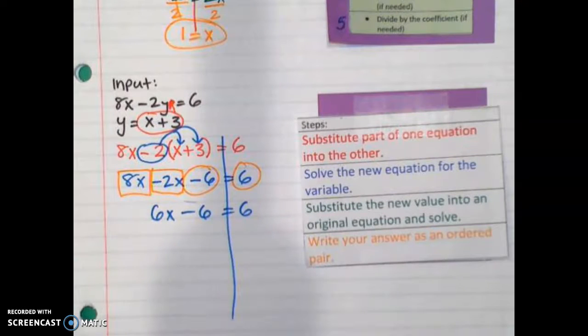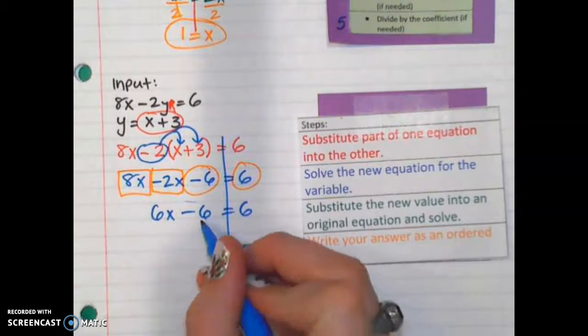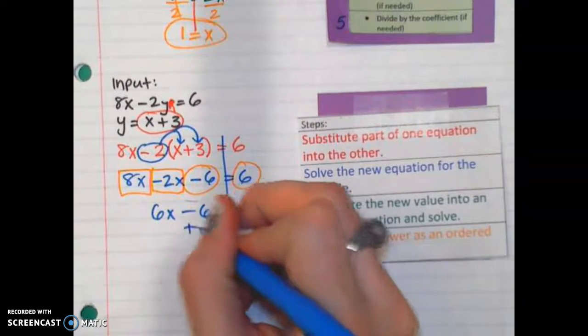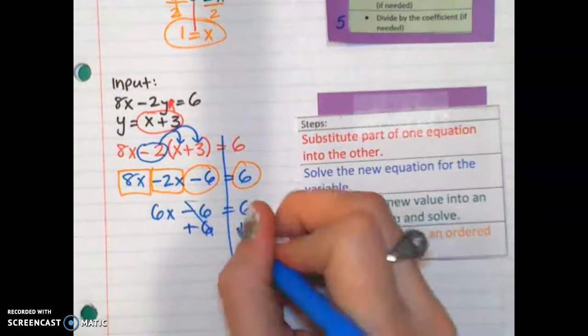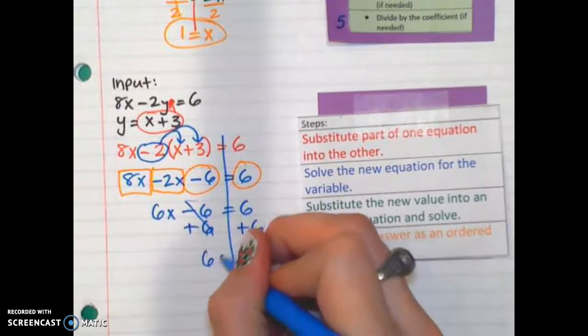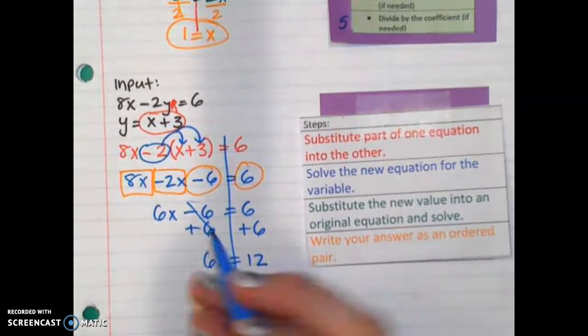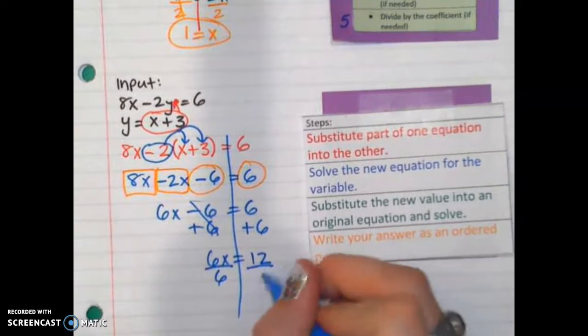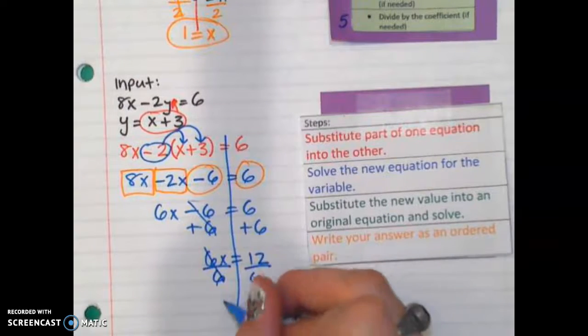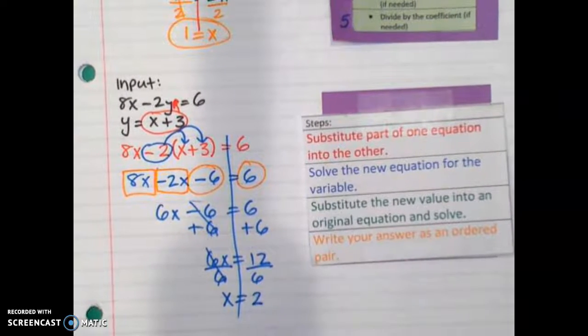Alright, next I need to get x all by itself, so I'm going to get rid of the constant near the variable. I'm going to add 6 to both sides, those go away. I am now left with 6x equals 12. Last but not least, I'm going to divide by 6, because I need to get x all by itself. I'm left with x equals 2.